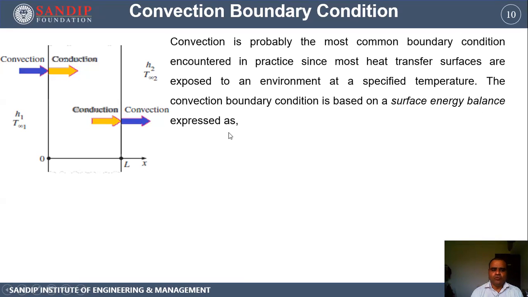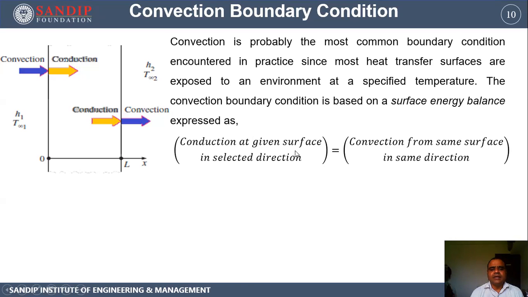The convection boundary condition is based on the surface energy balance. So what is the surface energy balance? Once again, whatever is the heat flux by convection, the same heat flux is by conduction. Whatever we have done in the specified heat flux boundary condition, the same logic we can apply here. We can write: conduction at a given surface in a selected direction, suppose the positive x direction, is equal to convection from the same surface in the same direction, and both are equal. That is what is called the convection boundary condition.